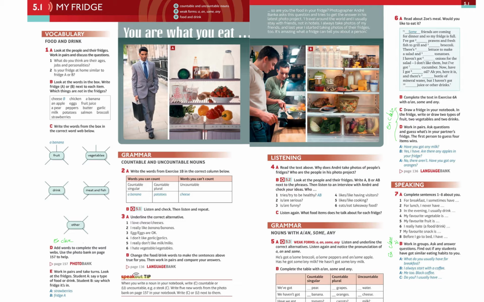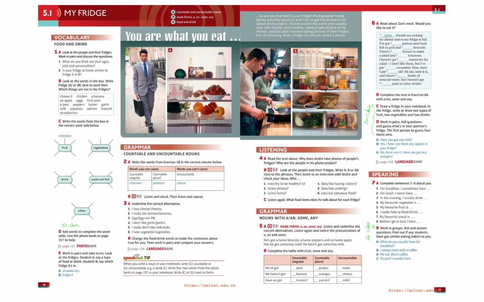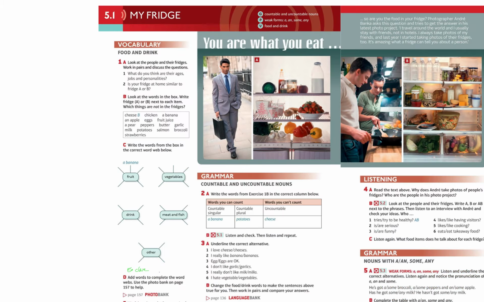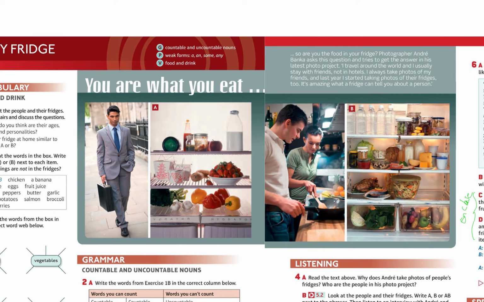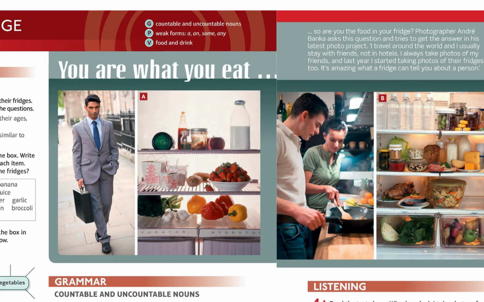We are now in page number 48. Page 48. And we're starting with 5.1, my fridge. What's your favorite food? What food do you love or hate? Or what drink do you love and hate? You know, this is a fridge. This is one fridge. This is another fridge. What can you put in a fridge? For example, milk.